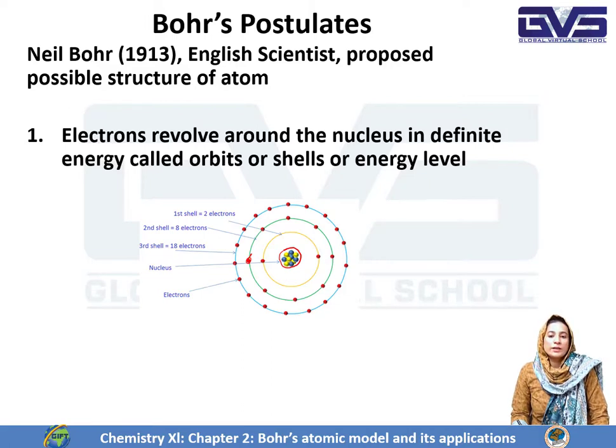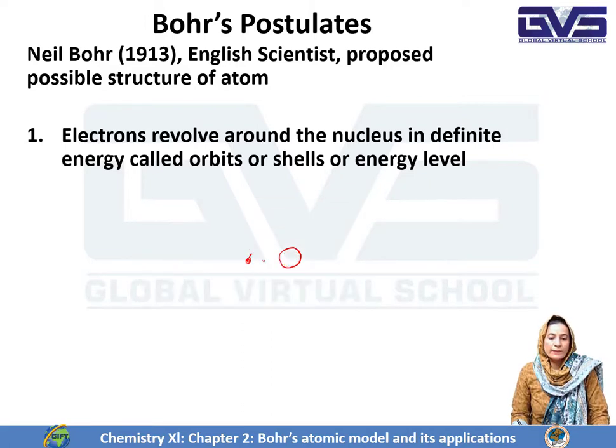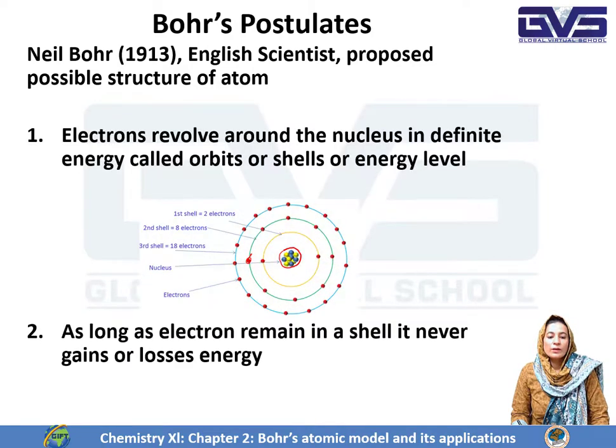And Bohr's second postulate is: as long as an electron remains in a shell or orbit, or you can say energy level, it never gains or loses energy. Let's suppose an electron is revolving in the first orbit. It will not lose energy, it will not gain energy. It has a definite energy. If it is revolving in the third orbit, it will not lose energy, it will not gain energy. It has its own definite energy.